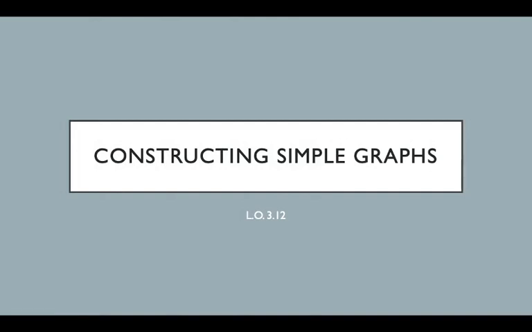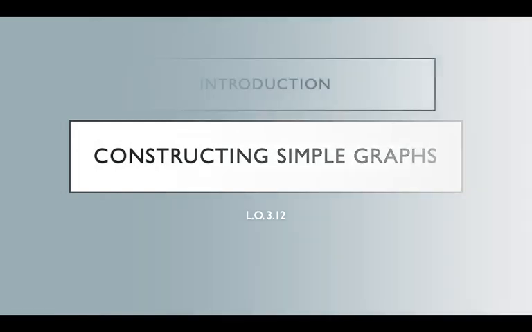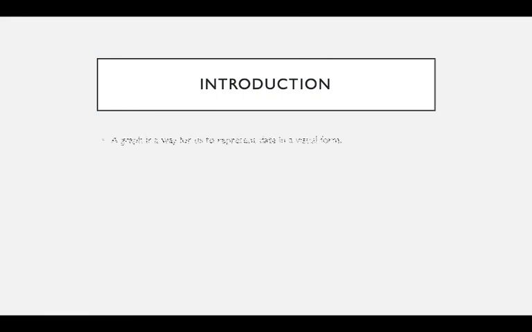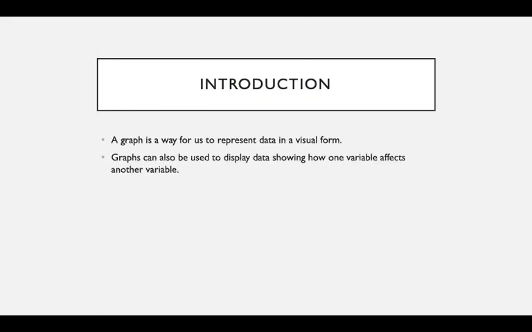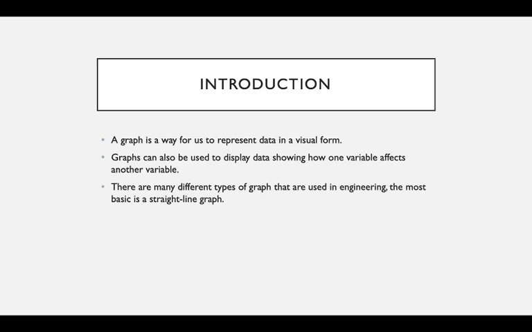So in this video we're going to look at constructing simple graphs. A graph is a way for us to represent data in a visual form. Graphs can also be used to display data showing how one variable affects another. There are many different types of graphs that are used in engineering. The most basic is a straight line graph.